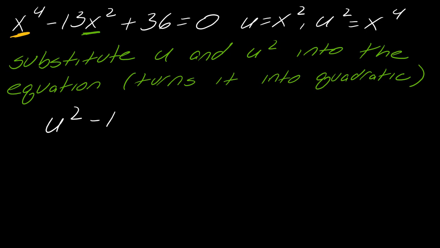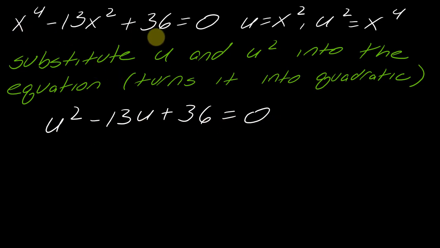And then I have 13. I didn't sub out the 13, right? It was just the variables. And then I have x squared, so I'm going to replace that with u. So look at what this gives us now. This equation looked maybe kind of weird. But this equation looks quadratic, right?